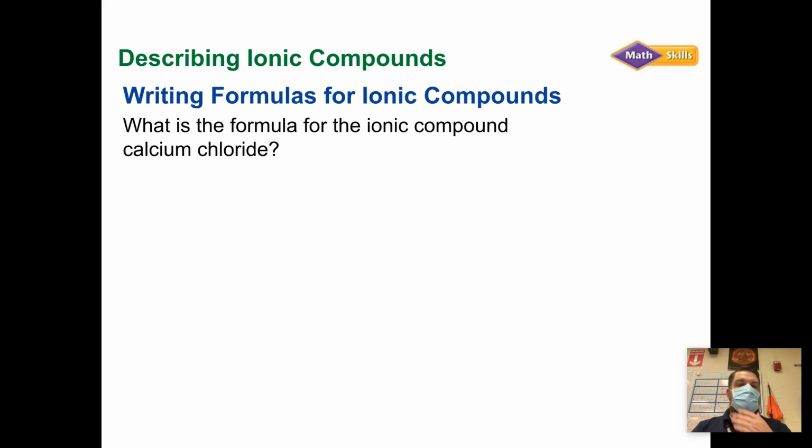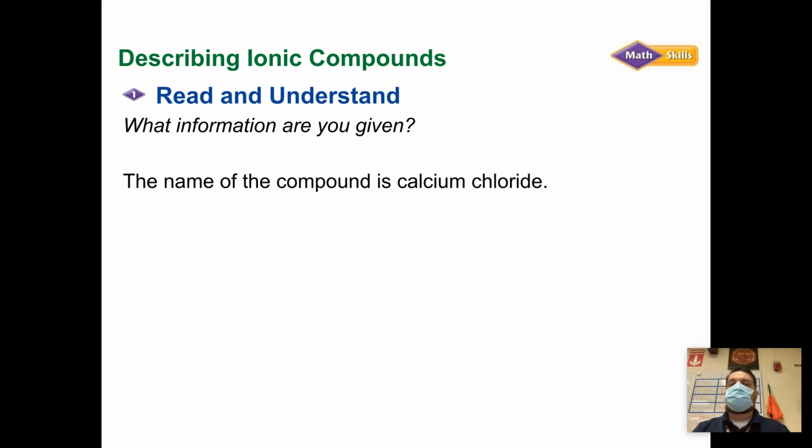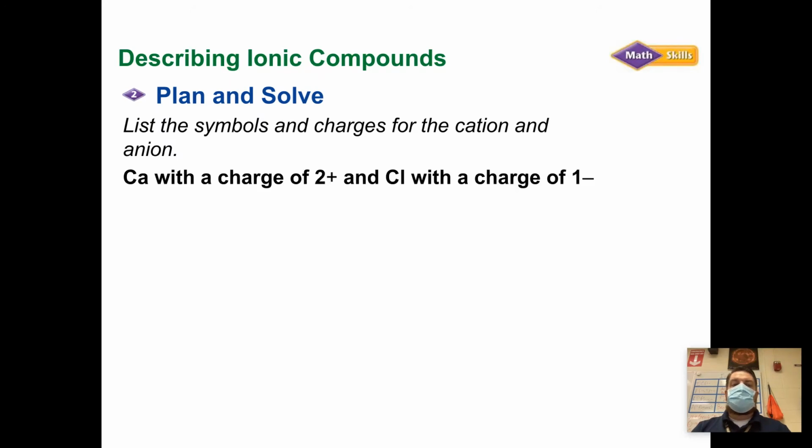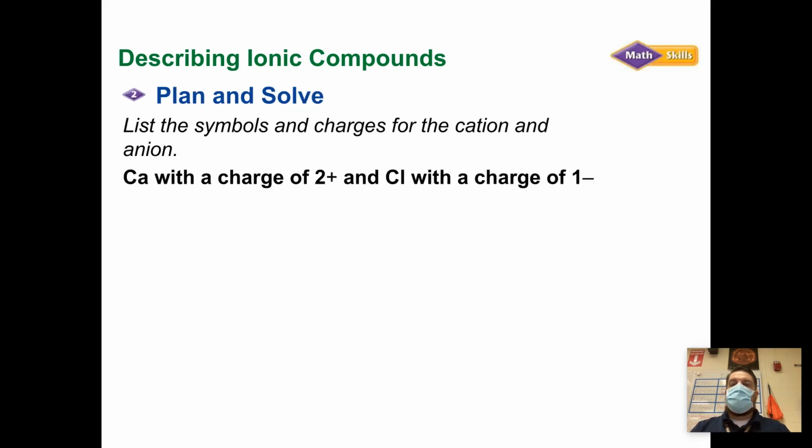So when we're writing formulas for ionic compounds, what is the formula for calcium chloride? So the first thing we've got to do is we know the name of the compound is calcium chloride. How do we solve that? Well, we know that calcium, well, you don't know it, but you'll learn it. Calcium has a charge of +2. Right? Chloride has a negative charge of 1. Those have to balance.